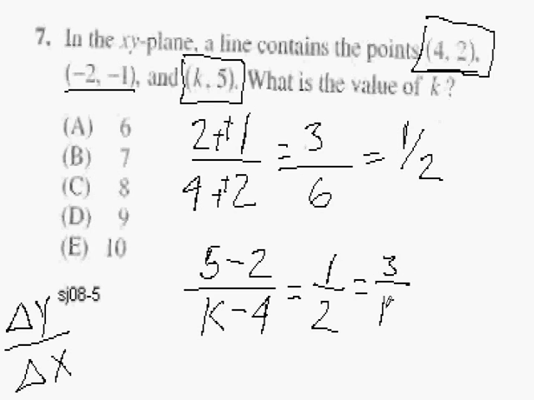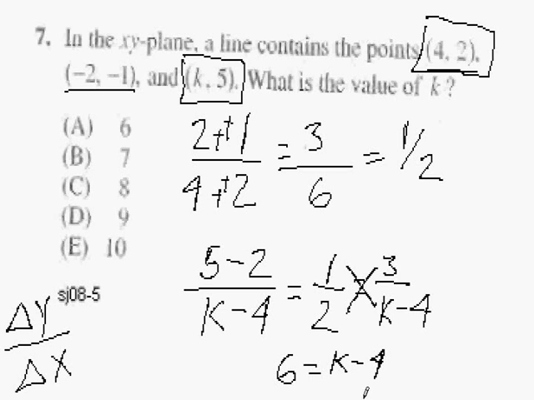So now what are we going to do? We have fractions on either side of an equal sign, so we cross multiply. Bottom times top, 2 times 3 is 6, equals 1 times anything is the same, so just 1 times k minus 4, or k minus 4. So now what do we need to do?